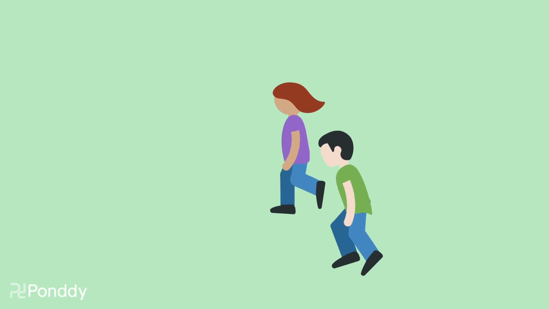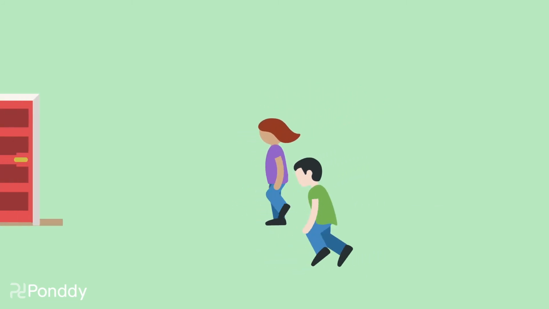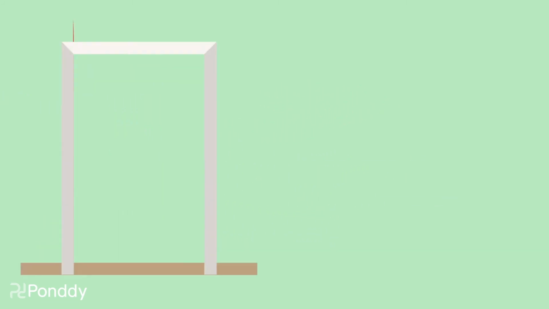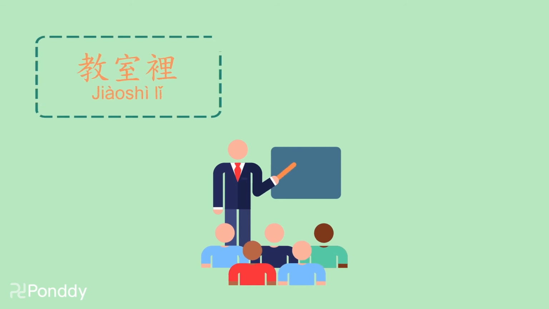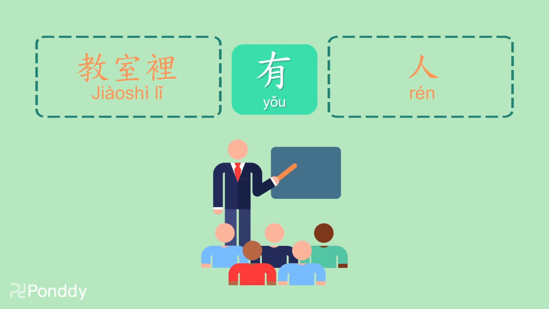Kevin and Jennifer are going to class. Are they the first ones to reach the classroom? Oh, someone's already in the classroom. 教室里有人。 It seems like they didn't get there first.